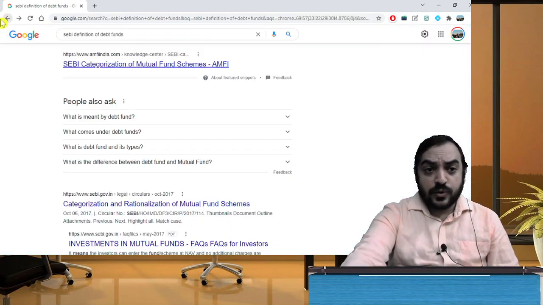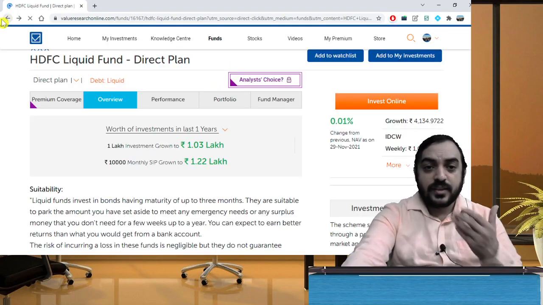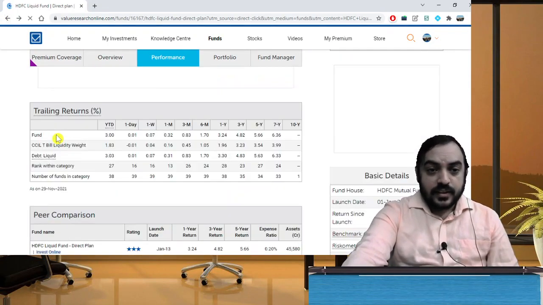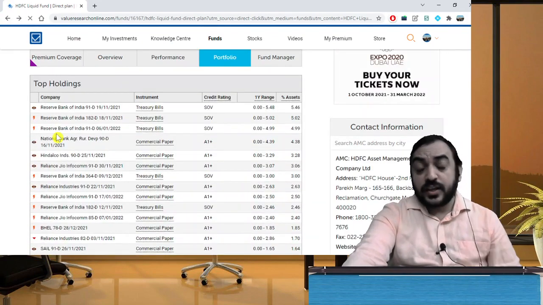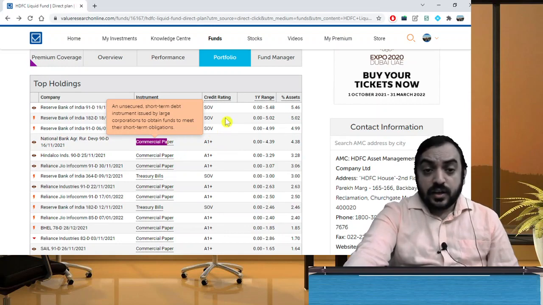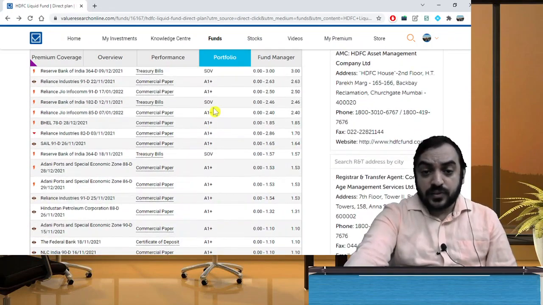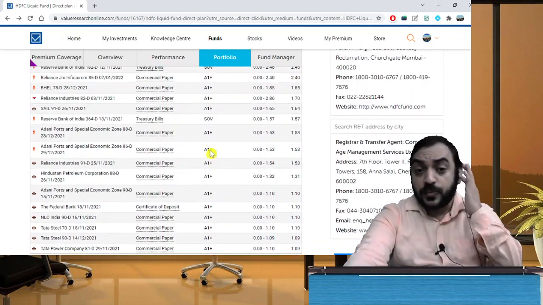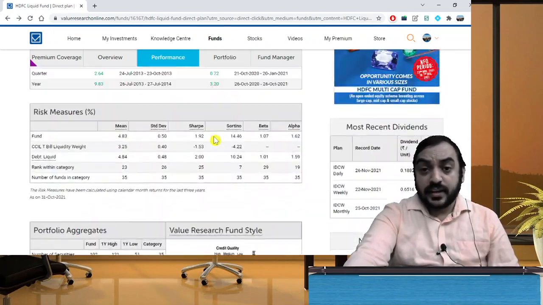Some more terminologies I would like to show you, a kind of revision of your bond valuation chapter. You look at their portfolio. We are looking at the portfolio of a liquid fund. See where they've invested: treasury bills, commercial papers. Look at the ratings. Treasury bills are government, we say SOV, sovereign ratings. Commercial papers, A1 plus, they're all short term. Short term will have the credit ratings A1 plus, A1, that is the short term rating.